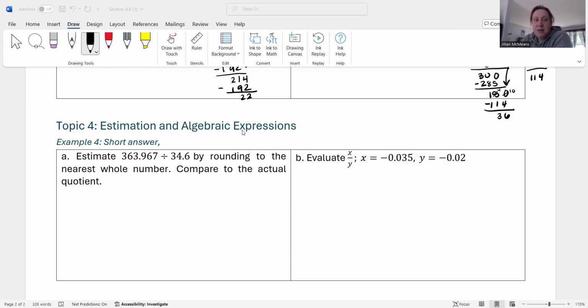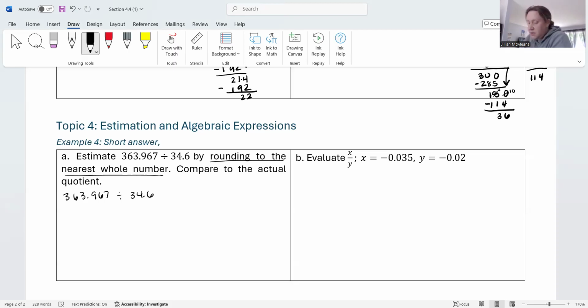So for part A, it says estimate 363.967 divided by 34.6 by rounding to the nearest whole number, and then we're going to compare it to the actual quotient, okay? And I'm going to let us cheat and use the calculator for the actual quotient. So you should be like, woohoo, finally, calculators, okay? So let's look at these two numbers. We have 363.967, and we want to divide that by 34.6. But we are told that we're going to round to the nearest whole number and just estimate our quotient, okay?